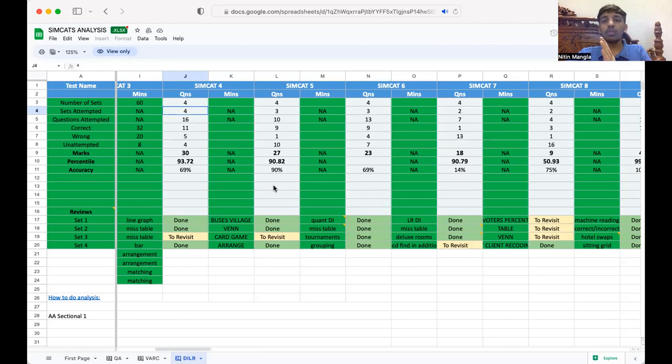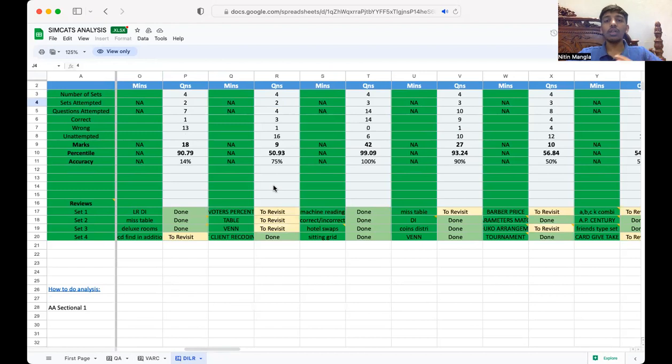So going through these 15 mocks, I found out arrangements, missing table, games tournaments, and puzzles were my strong suits. So in my CAT exam also, I scanned all the 4 sets and checked if there is any arrangement question, games tournament, network. There was one question, and I started with that only. And second was missing table. I did that. So the LRDI part went very smooth in my actual CAT exam.